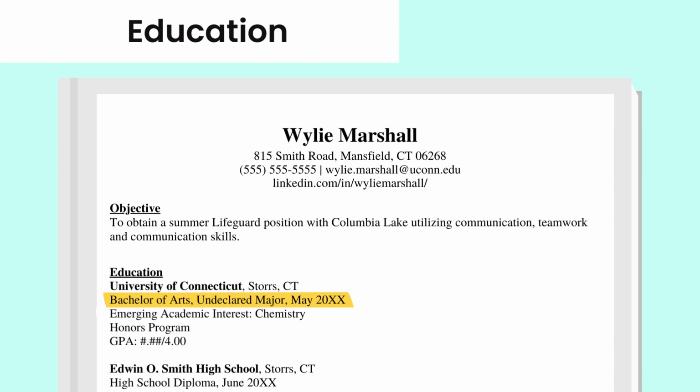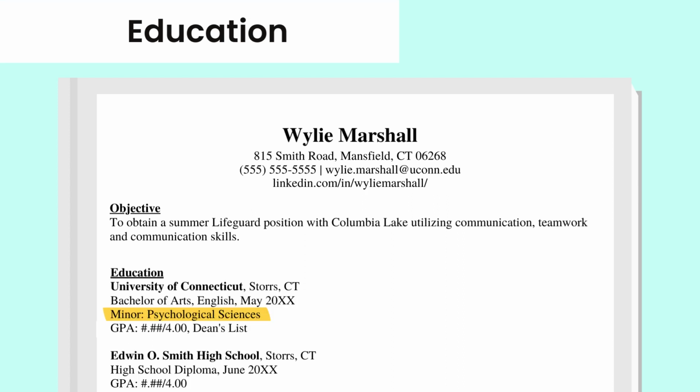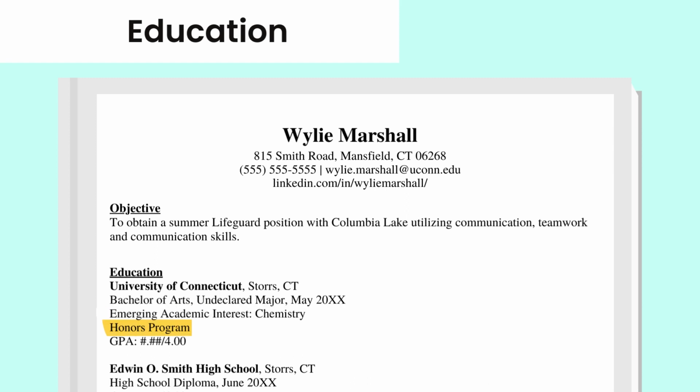Students who are undecided on a major or in the ACES program can write Bachelor of Arts, undeclared major, and then the month and year that you intend to graduate. Underneath, you can write emerging academic interests and also a major that you're thinking about selecting. If you have a minor, concentration, or a track, you can also list those out underneath your degree. If you're in the honors program, list your degree and write honors program underneath.